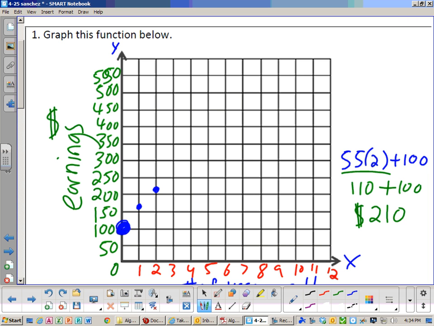And notice how this should make a straight line. I want you to go ahead, continue the line, and keep on going. Keep on going, make those points, see what you get. You finish it.